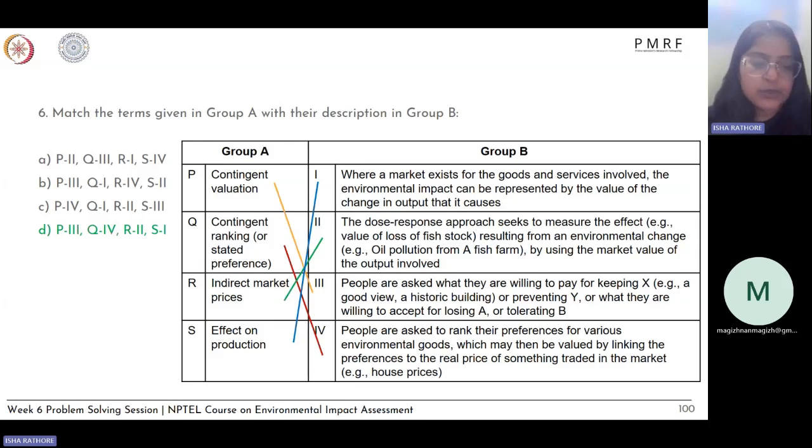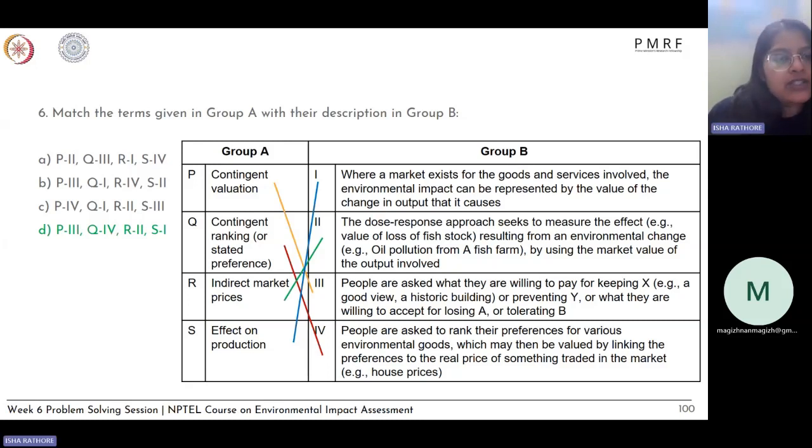So R matches with 2. Then S, which is the effect on production, matches with 1, which is where the market exists for the goods and services involved, and the environmental impact can be represented by the value of the change in output that it causes. So the option D, which is P matches with 3, Q matches with 4, R matches with 2, and S matches with 1 is the correct answer.